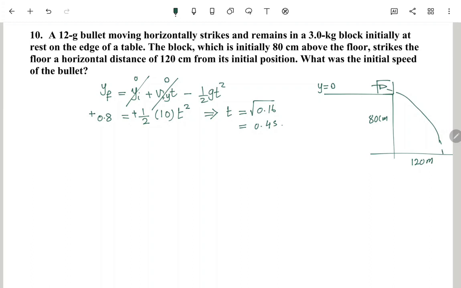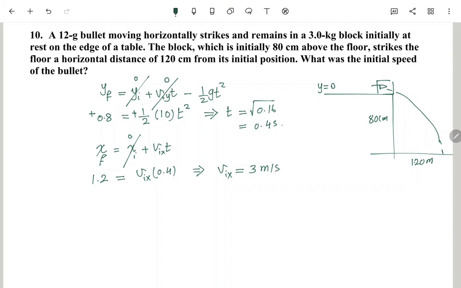Now let's implement the time here in the x equation. x final equals x initial plus the initial x velocity times t. Again, x initial equals 0 and x final, as mentioned here, is 120 centimeters. It has to be in meters, so 1.2 meters equals the initial x velocity times the time, which is 0.4 seconds. After all, the initial x velocity is equal to 3 meters per second.